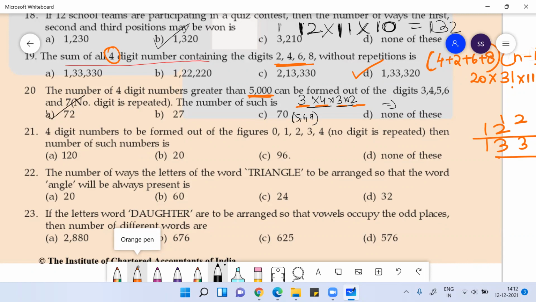Or you can write this as 3 into 4P3. Clear? Any doubt, anyone?